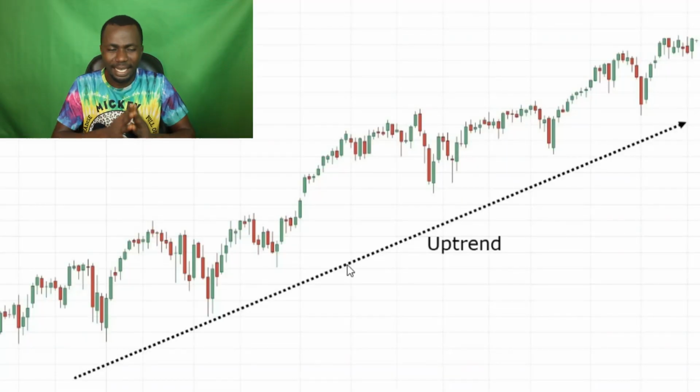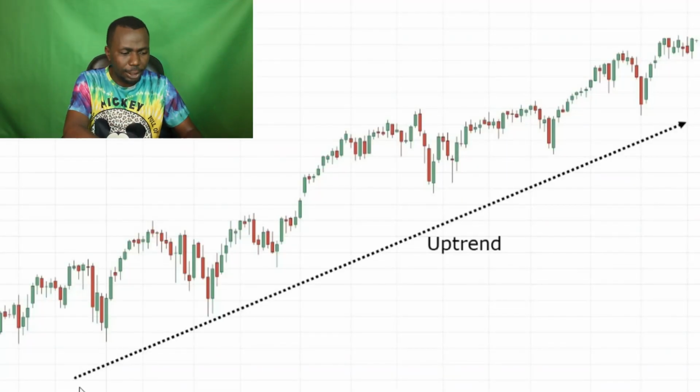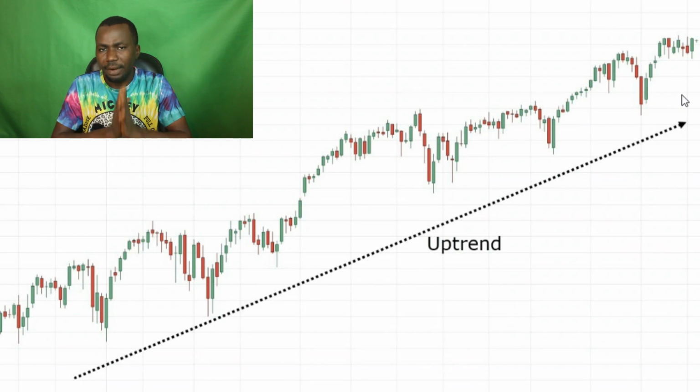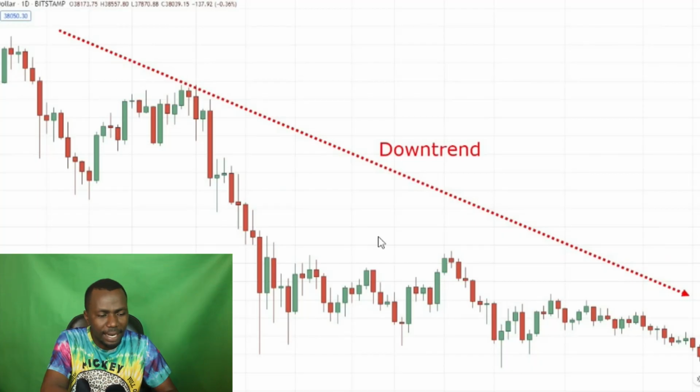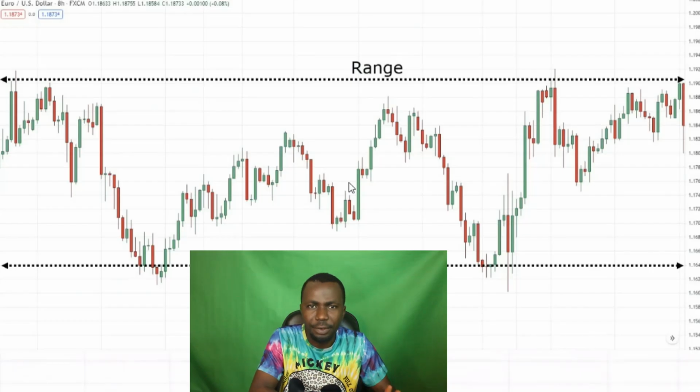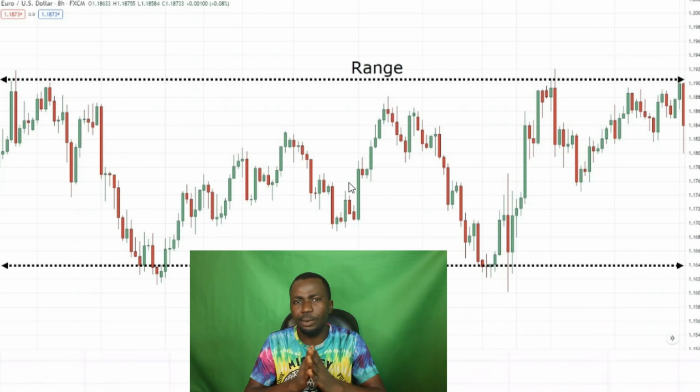Why this one tells you that the market is clearly in an uptrend: you use a trend line to measure the direction of the market. Now you have confirmed that the market is clearly in an uptrend, and here you have confirmed that the market is clearly in a downtrend. Then this one tells you that the market is clearly in a range, right? Like I said, we have three types of market structure. We have the uptrend, the downtrend, and the range.